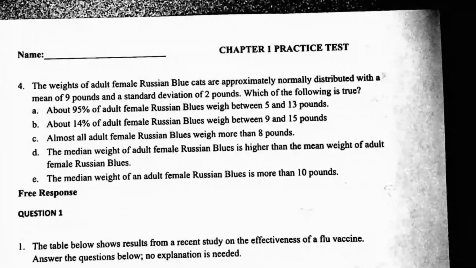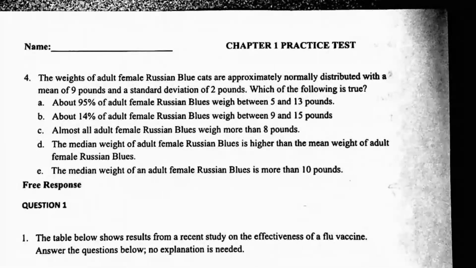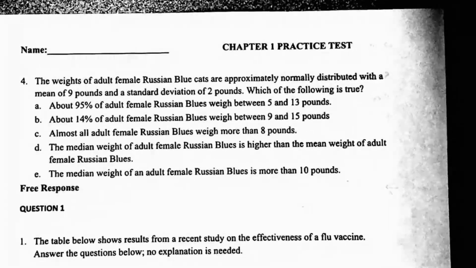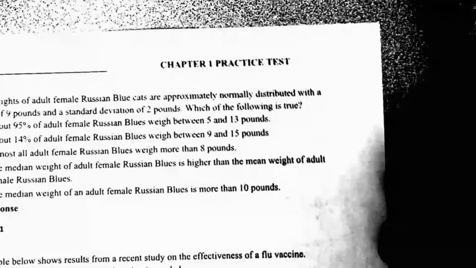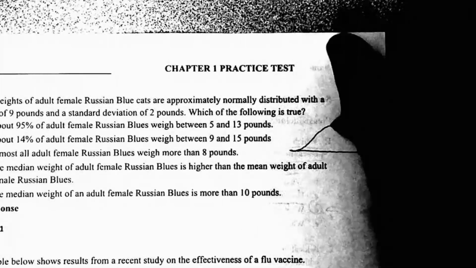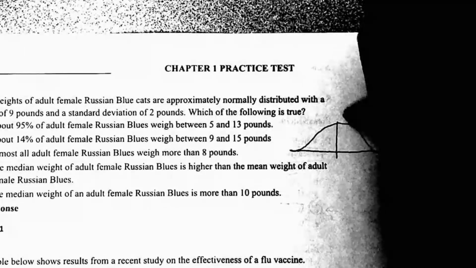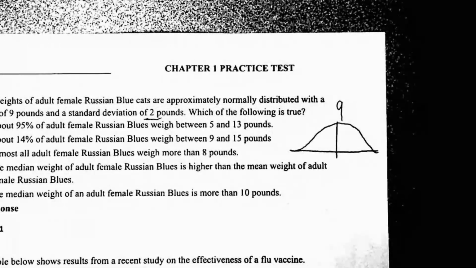Okay, last multiple choice. The weights of an adult female Russian blue cat are approximately normally distributed with a mean of 9 and a standard deviation of 2. So it's always helpful to draw these out when you get questions like these. You're going to draw the normal curve, put 9 in the middle, and then a standard deviation of 2. Which of the following is true?